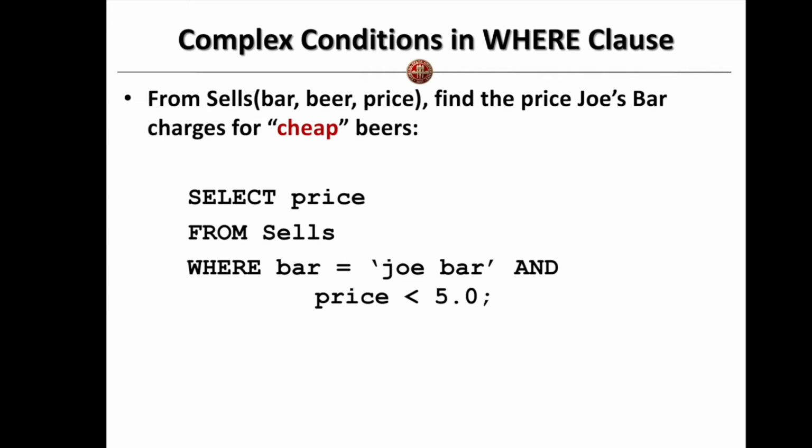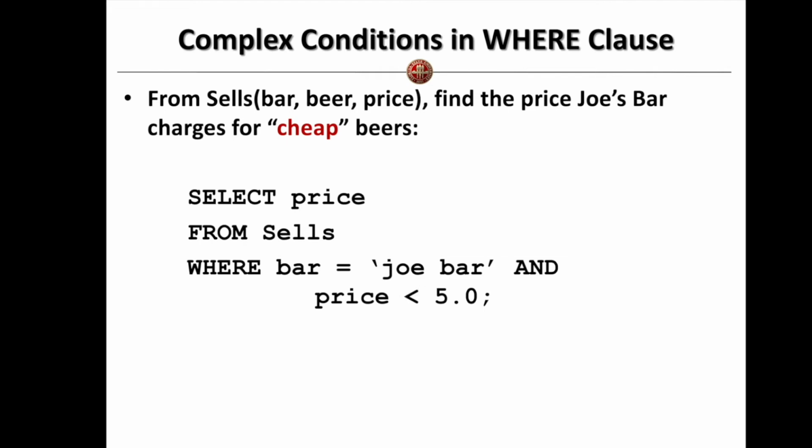So we can write down this query in SQL like this. We select price because we want to find the price, right? And we are working on this sales table, from sales. And the condition in the where clause will be like the bar equals Joe's bar, right? Because we want to check the price in Joe's bar. So we need to have a condition, the bar equals Joe's bar, and the price is less than $5, because we want to check the price of these cheap beers. So the price is less than $5, denoting this beer is a cheap beer. In this way, we are able to return the price for the cheap beers sold by Joe's bar.